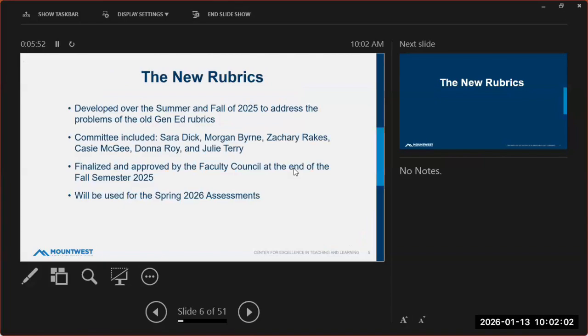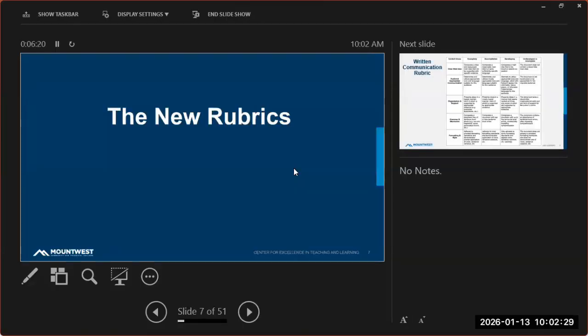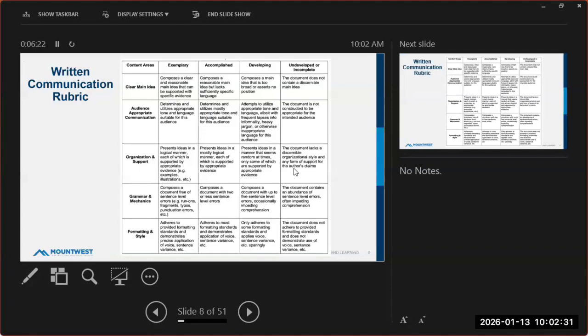And the story with the new rubrics is Casey and a committee of us, including Sarah, Morgan, Zachary, Casey, Donna, and myself. And we represent both Gen Ed and program courses and administration. And we were able to get together and try to go through with a fine-tooth comb and rework all these rubrics. So you all did approve them through the faculty council last fall, and we will be using them in the spring assessments.